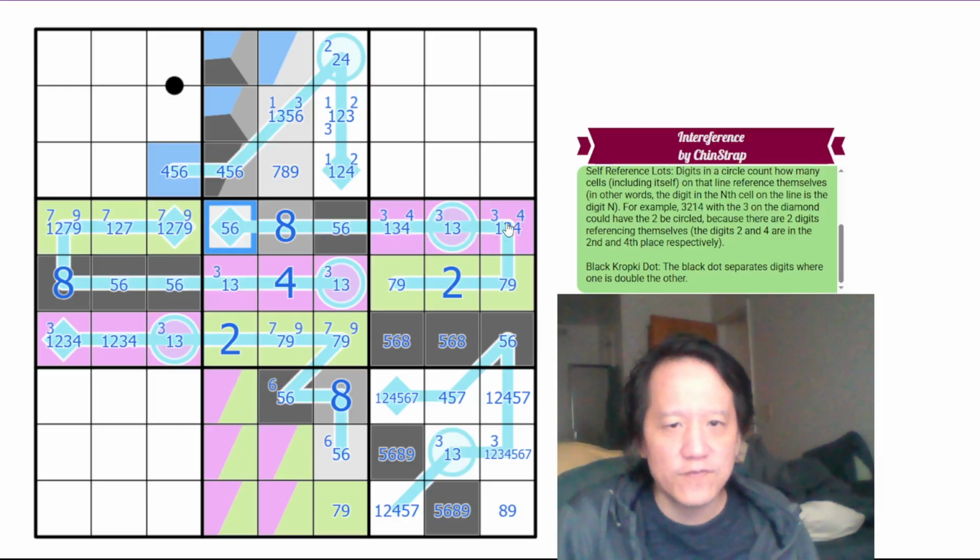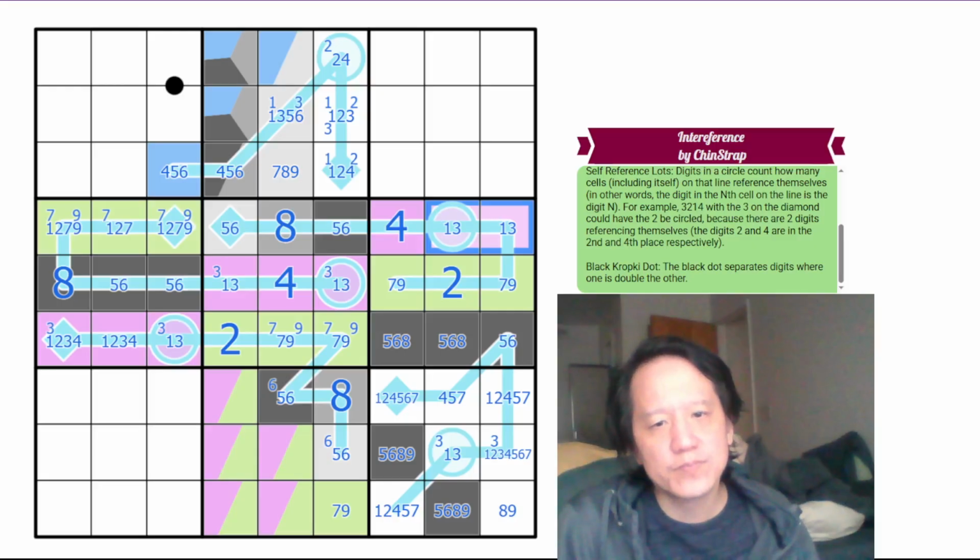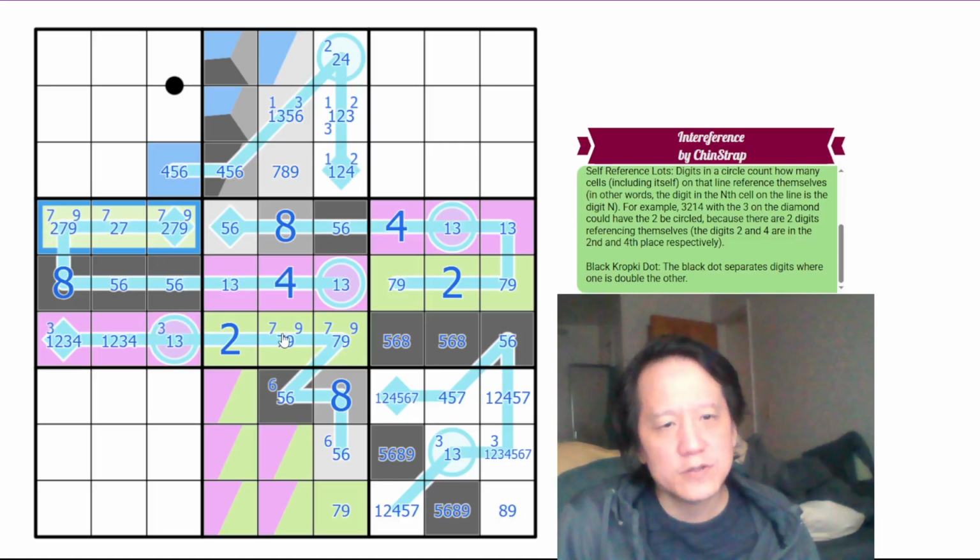So 4 can never be here, because 4 would have to reference itself. So 4 is referencing itself because this is a 5-6 pair. That means this cannot be 1. This cannot be 2. 4's in the second spot. So this is 4, which means this can't be 4 here. This becomes a 1-3 pair here.